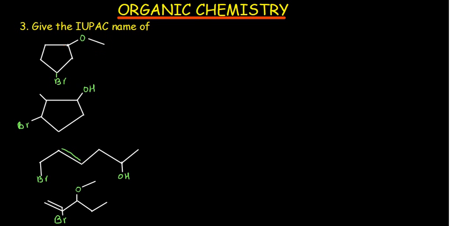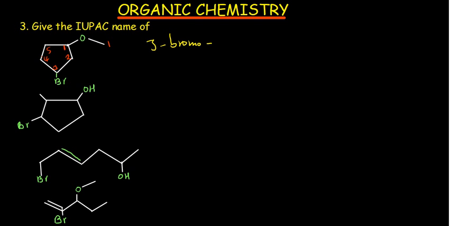So this will be the parent name: 1, 2, 3, 4, and 5. And then this one has only 1 carbon. To name this one, the first thing we are going to do is consider this as the parent name. We'll name the group which is there. At position number 3, we have a bromine, and we name it as bromo.